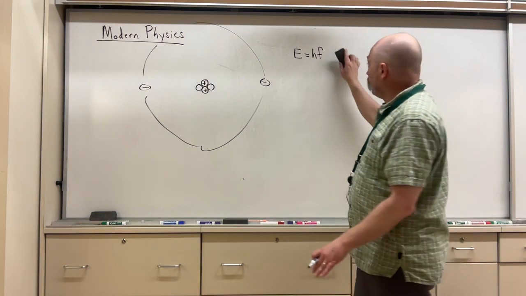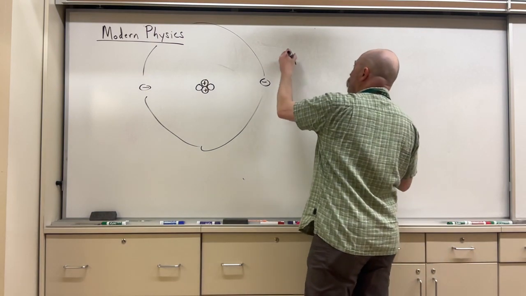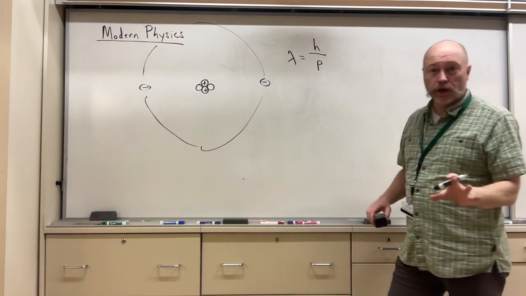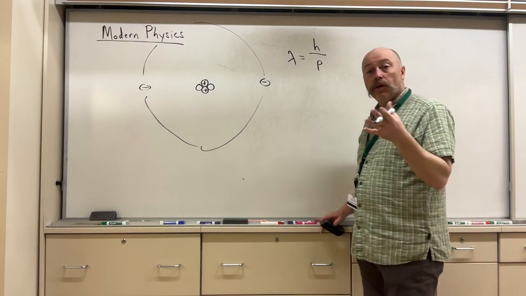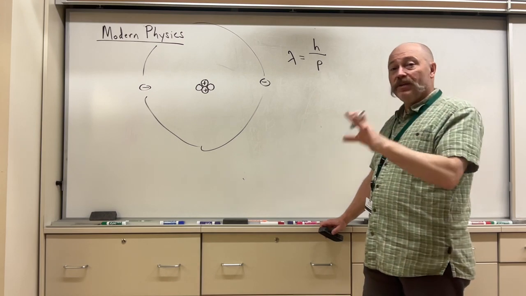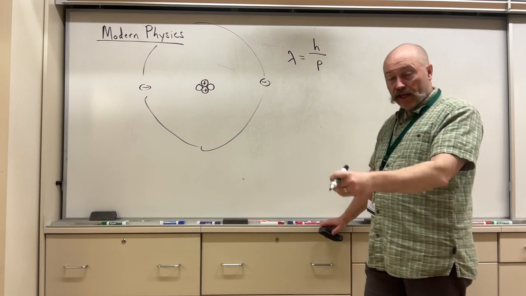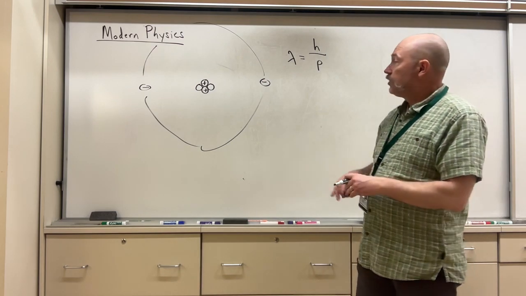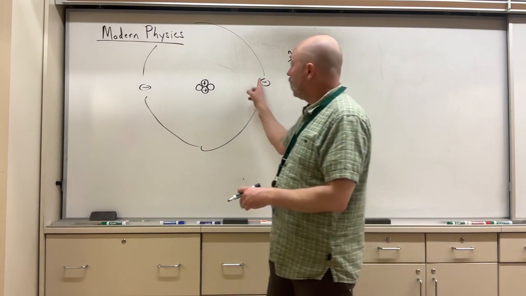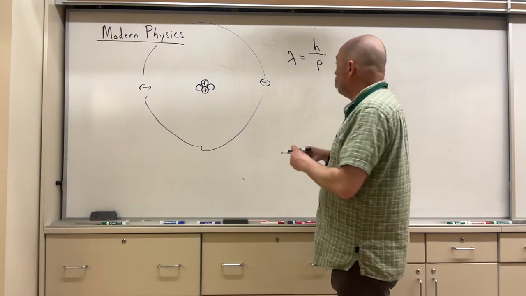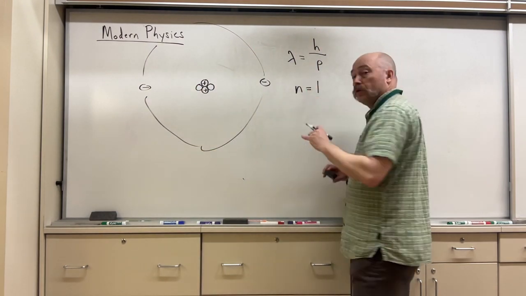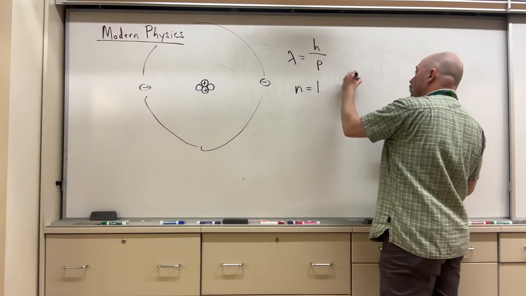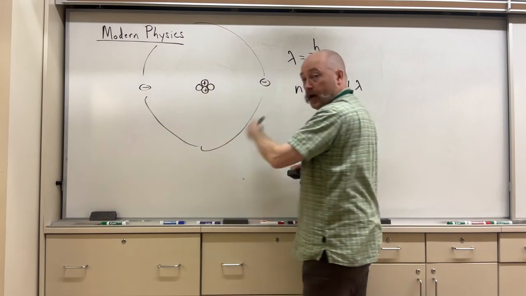Well, Niels Bohr came along and said, hey, do you remember the de Broglie wavelength, that equation? He said there are going to be certain wavelengths where this electron is stable. It's sort of like a standing wave. So if there's one wavelength going around, that would be n equals 1, which is our different energy levels. So n equals 1 means you have one wavelength all the way around.